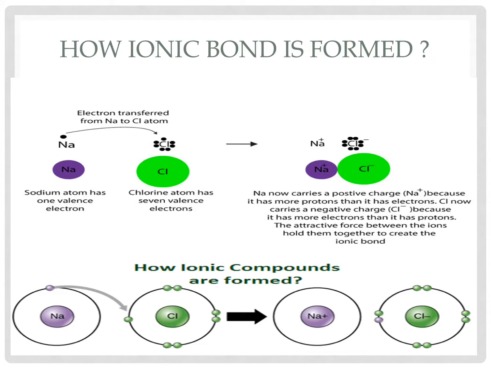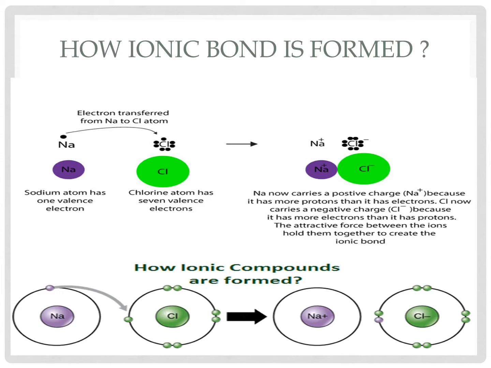If you notice, Na, which is sodium, has one valence electron. It can transfer its valence electron to the chlorine atom, which has 7 valence electrons. Just like I said, Na loses an electron and becomes positively charged, and chlorine gains an electron and becomes negatively charged. So that's the whole idea behind an ionic compound.